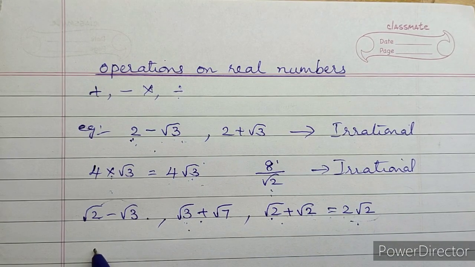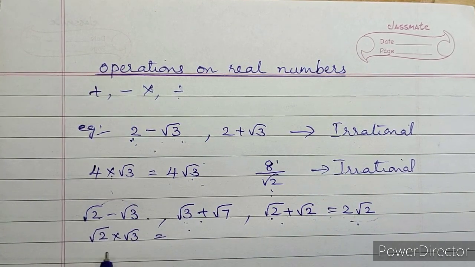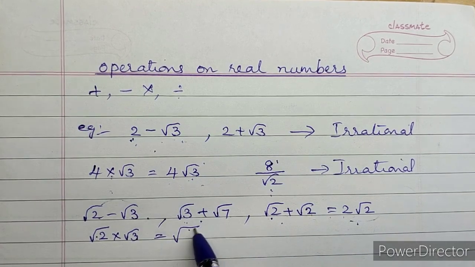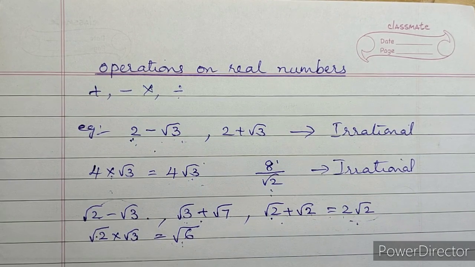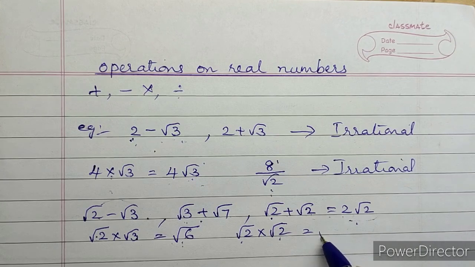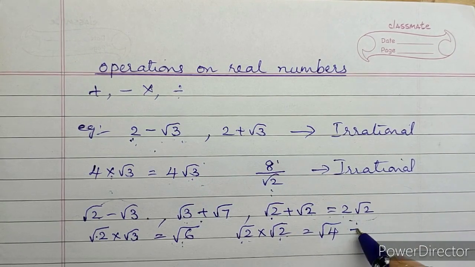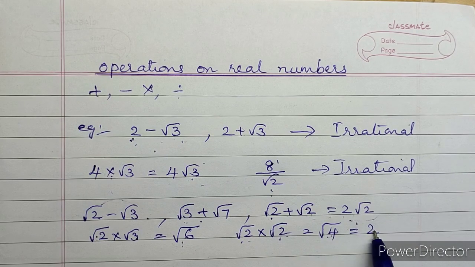Now, we will see multiplication and division. Multiplication, root 2 into root 3, two different irrationals. You can multiply and write 2 3s are 6, root 6. But root 6 also you can't simplify further, so that is irrational only. But root 2 into root 2, the same two irrational numbers, it will become root 4, 2 into 2 is 4, answer is 2. Root 4 is 2, you know that. So, if a perfect square number comes, you can remove the square root symbol. So, 2 is a whole number, or you can say it is rational.